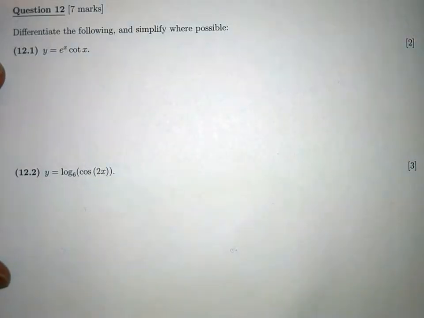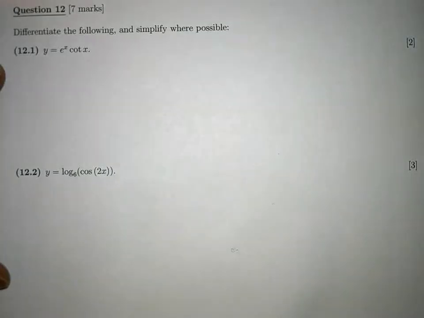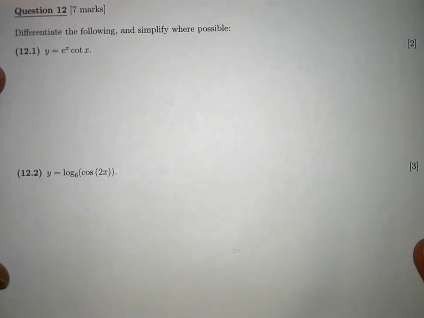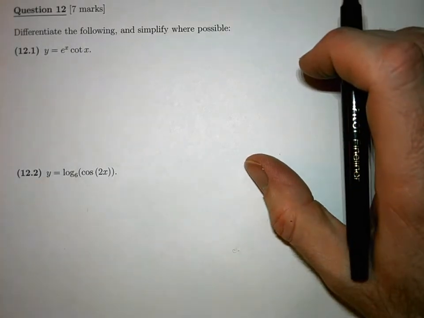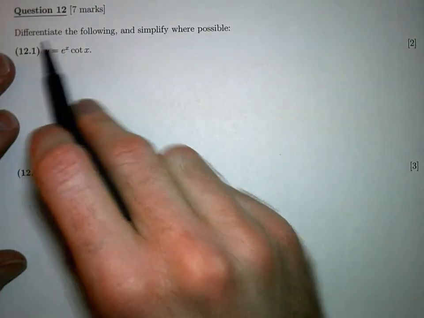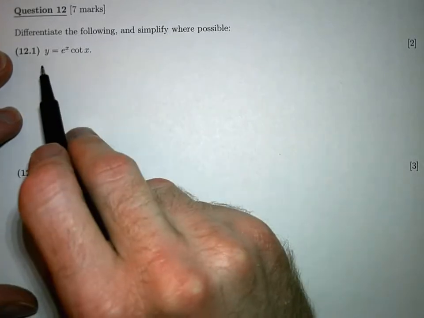That was over 15% just for this question, and it really is very, very easy if you know your differentiation rules, if you know your product rule, your quotient rule, your chain rule, and you know which to use when, and you don't get them confused. Okay, so 12.1, you were asked to, in all cases, differentiate the following and simplify where possible.